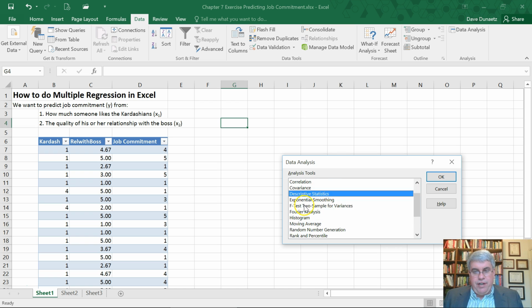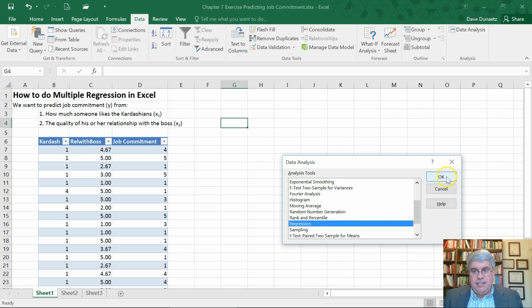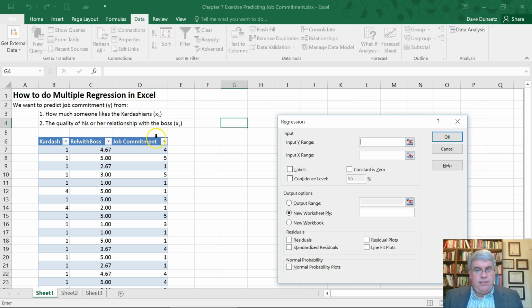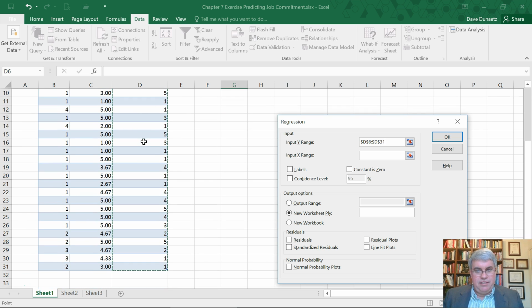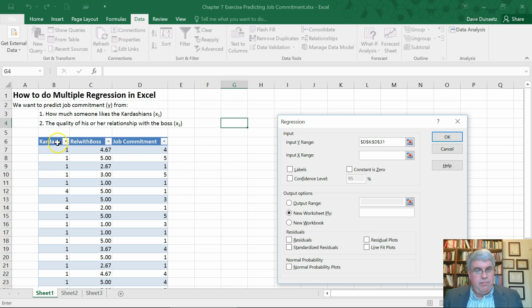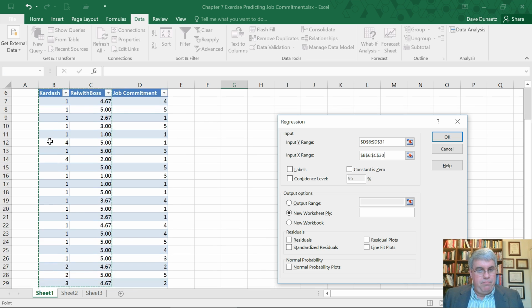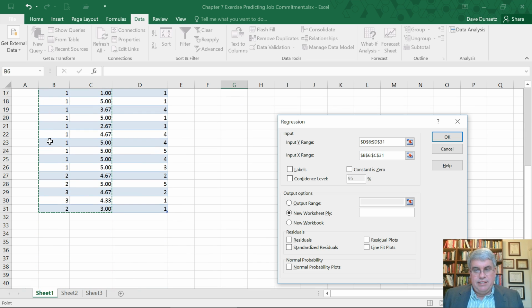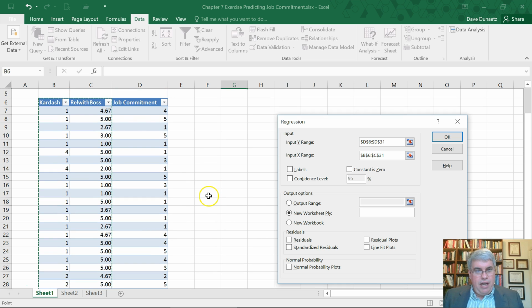We choose regression. Okay, and it says, what's the Y input range? The Y is what we're trying to predict, job commitment. The input of the X range is going to be both of these variables, the Kardashian and relationship with boss. So we're putting both of those in. We have labels in the top row, Kardashian, relationship with boss.